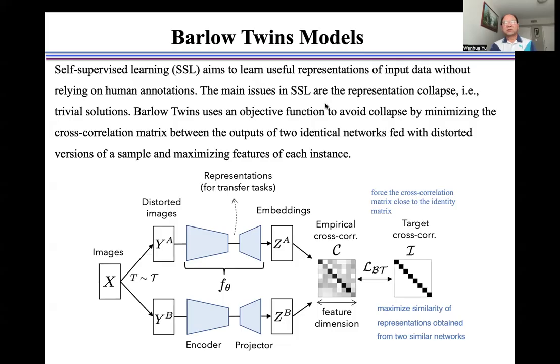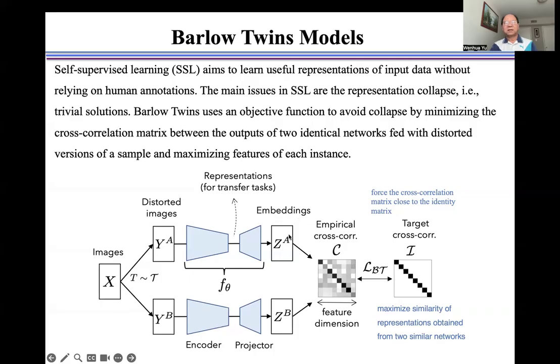Barlow Twins uses an objective function to avoid collapse by minimizing the cross-correlation matrix between the outputs of two identical networks fed with distorted versions of a sample, and maximizing the feature of each instance. As shown here, from this input image, we get these two distorted images, YA and YB.